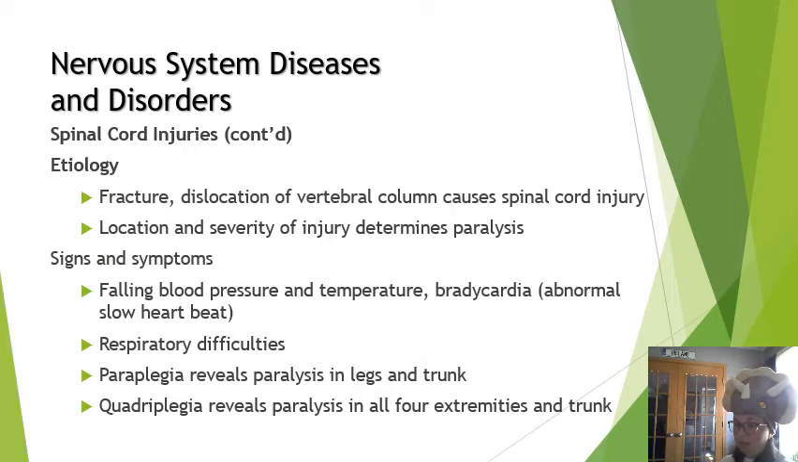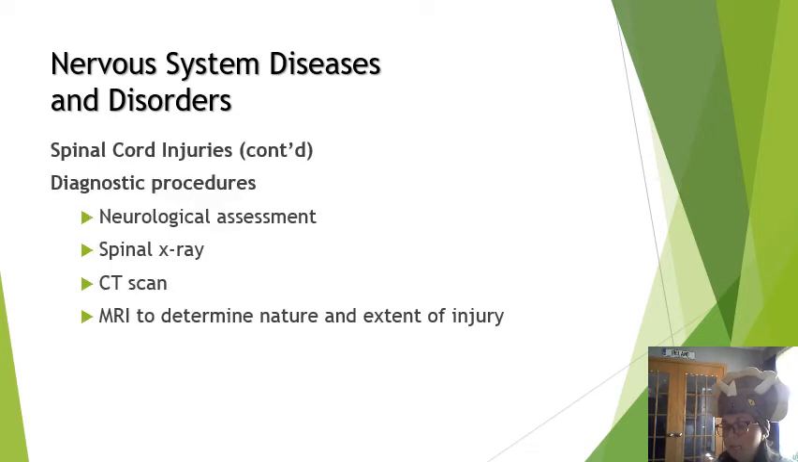Etiology could start with fracture or dislocation of the vertebral column that causes the spinal cord to become injured. Location is key, along with the severity, to determine the type of paralysis that may occur. Signs and symptoms would be falling blood pressure and temperature. You'd have bradycardia, which is an abnormally low heart rate, difficulties, and then a notable level of paralysis in any limbs. To diagnose a spinal injury, a neurological assessment is needed, spinal X-ray, CT, and MRI scans as well.